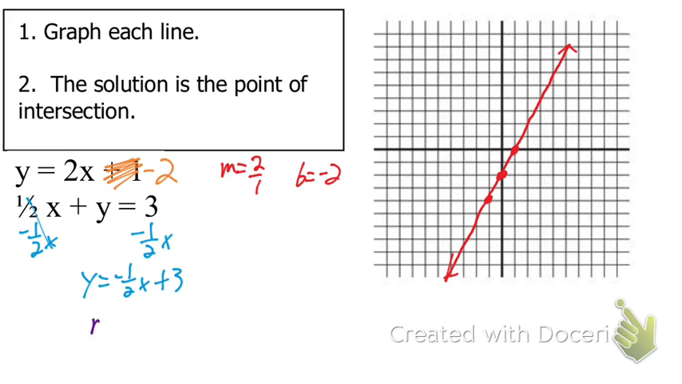Now in our second equation, the m is negative 1/2, and the b is positive 3. So we're going to go up 3 because we begin with b.